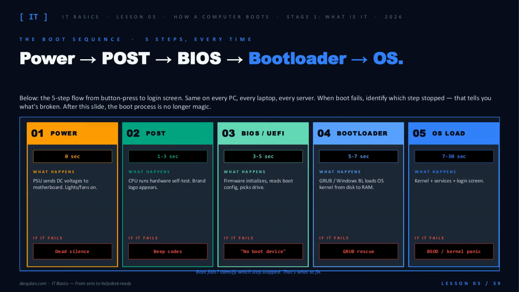Let's zoom out and see the whole picture. From the moment you press the button to the login screen, it's always these 5 steps, in the same order, every single time: power, POST, BIOS, bootloader, OS load. And here's the trick that turns you into a real troubleshooter. When a machine won't boot, figure out which step it stopped on. Dead silence means power. Beep codes mean POST.